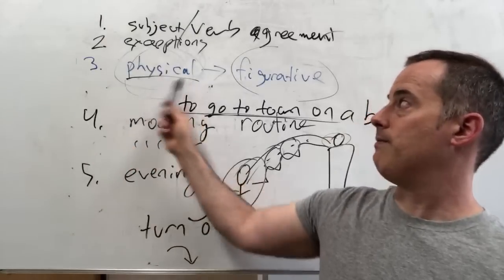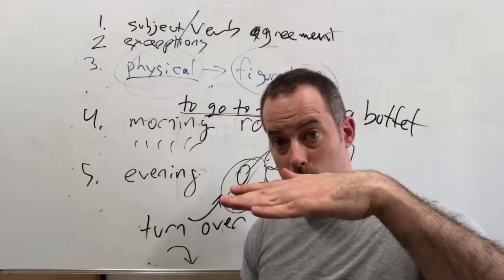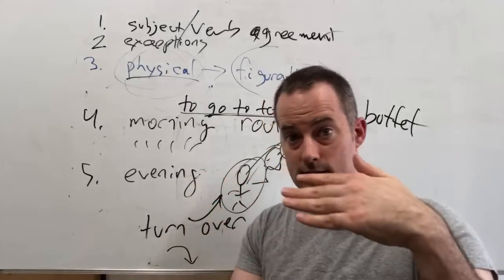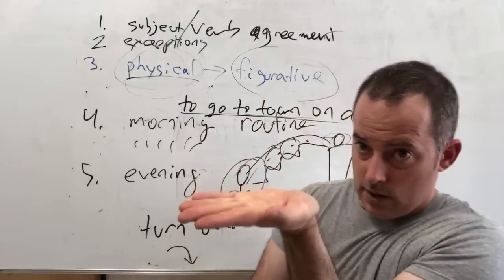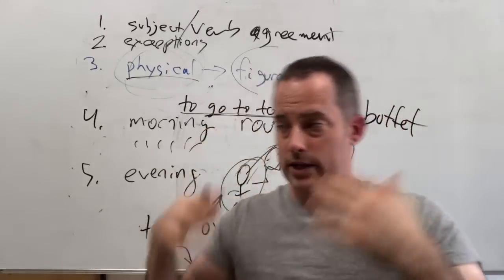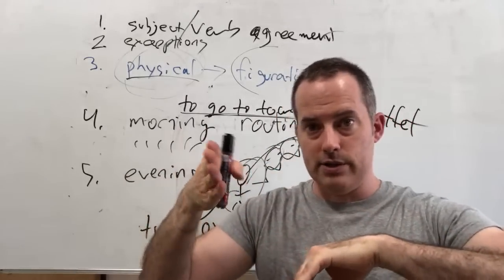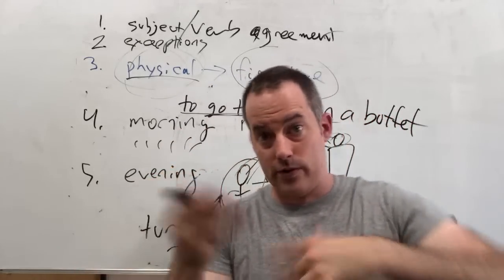Number three, we want to go from physical things to figurative. So the example I gave, we have turn over. So we have a physical hand like this. It's easy to see. I want to show the other side of that. I'm going to turn my hand over. Or I could turn my whole body over, like if I'm getting a massage and the masseuse says, hey, could you please turn over? Turn over. So that's another situation.